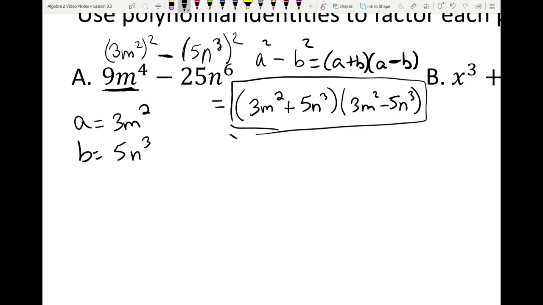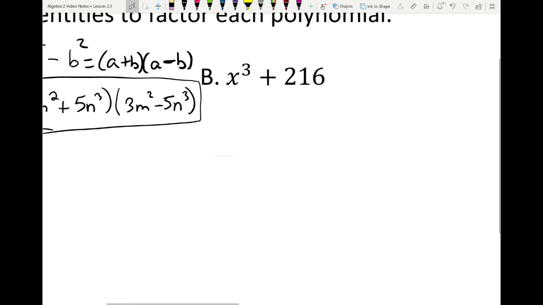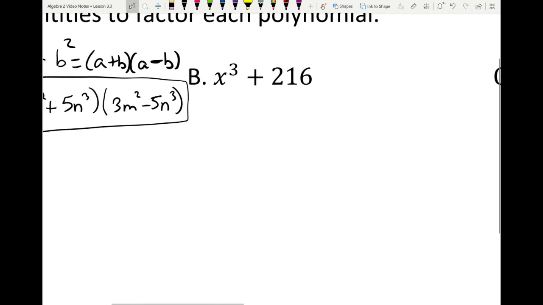So you can do these pretty quickly if you know right away that it's a difference of squares. Now let's look at the second example. So notice that we have a sum here, right? So we're definitely not going to use the sum formula or the difference formula. We're going to be using some kind of sum formula where we have a plus b or something like that.